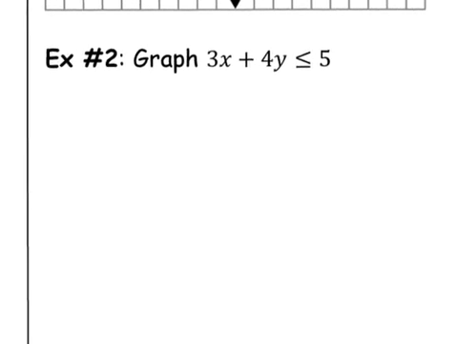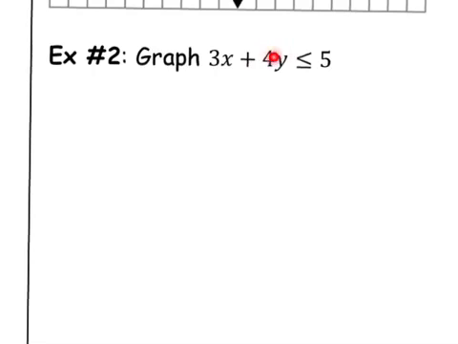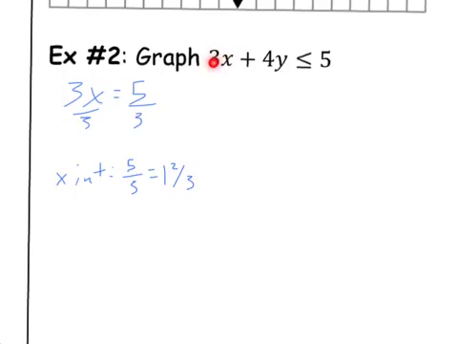First, let's find the x and the y-intercept. X-intercept, cover up the 4y, and we would get 3x is equal to 5. Divide both sides by 3, and we get that the x-intercept is 5/3, which is also 1 2/3. Okay? The next thing we do is we cover up the x, and we get 4y equals 5, divide by 4, and we get that the y-intercept is 5/4, or 1 1/4.